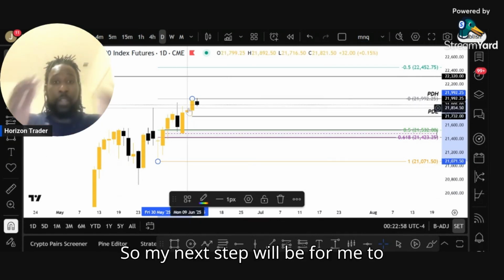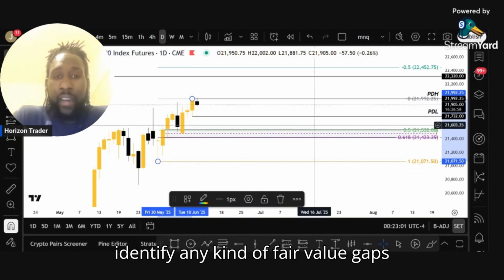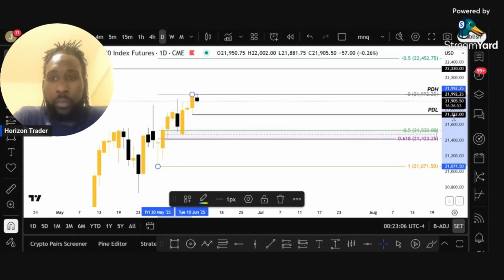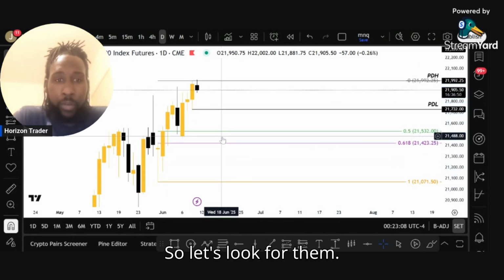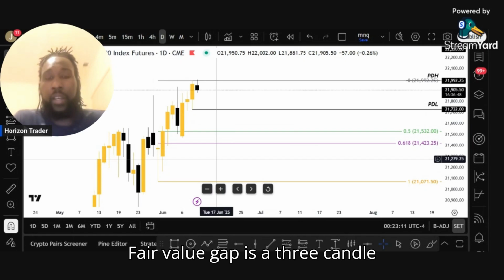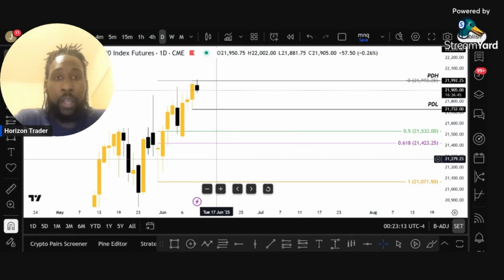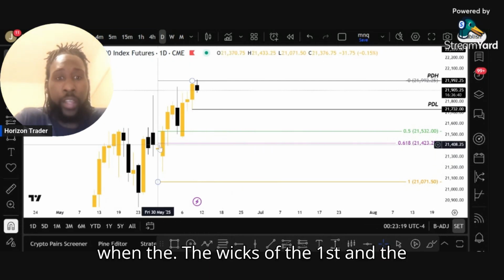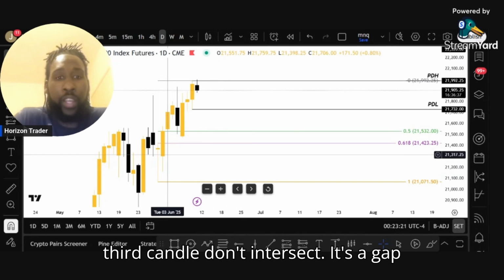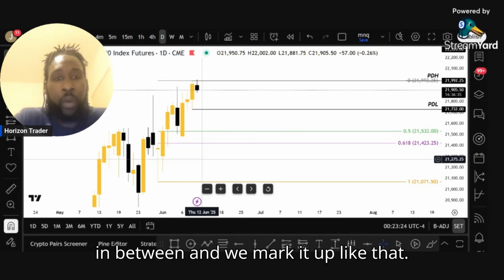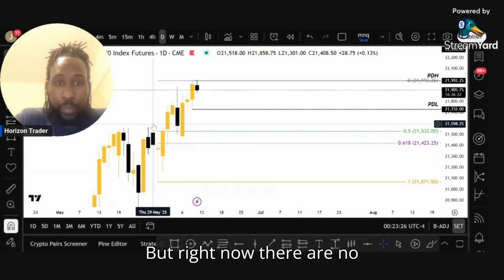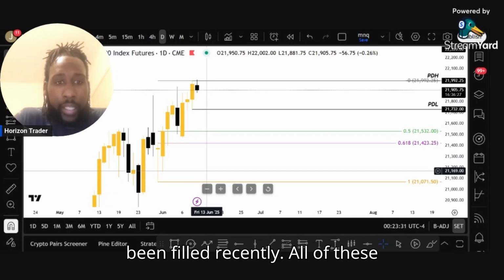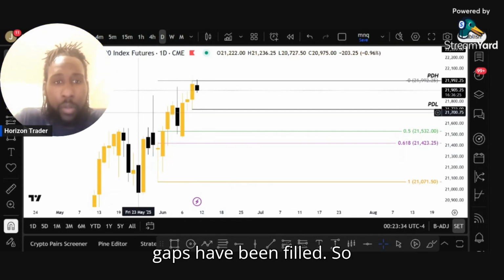So my next step will be for me to identify any kind of fair value gaps that have not been filled in yet. So let's look for them. Fair value gap is a 3 candle structure. When the wicks of the first and the third candle don't intersect, it's a gap in between, and we mark it up like that. But right now, there are no gaps that have not been filled recently. All of these gaps have been filled.